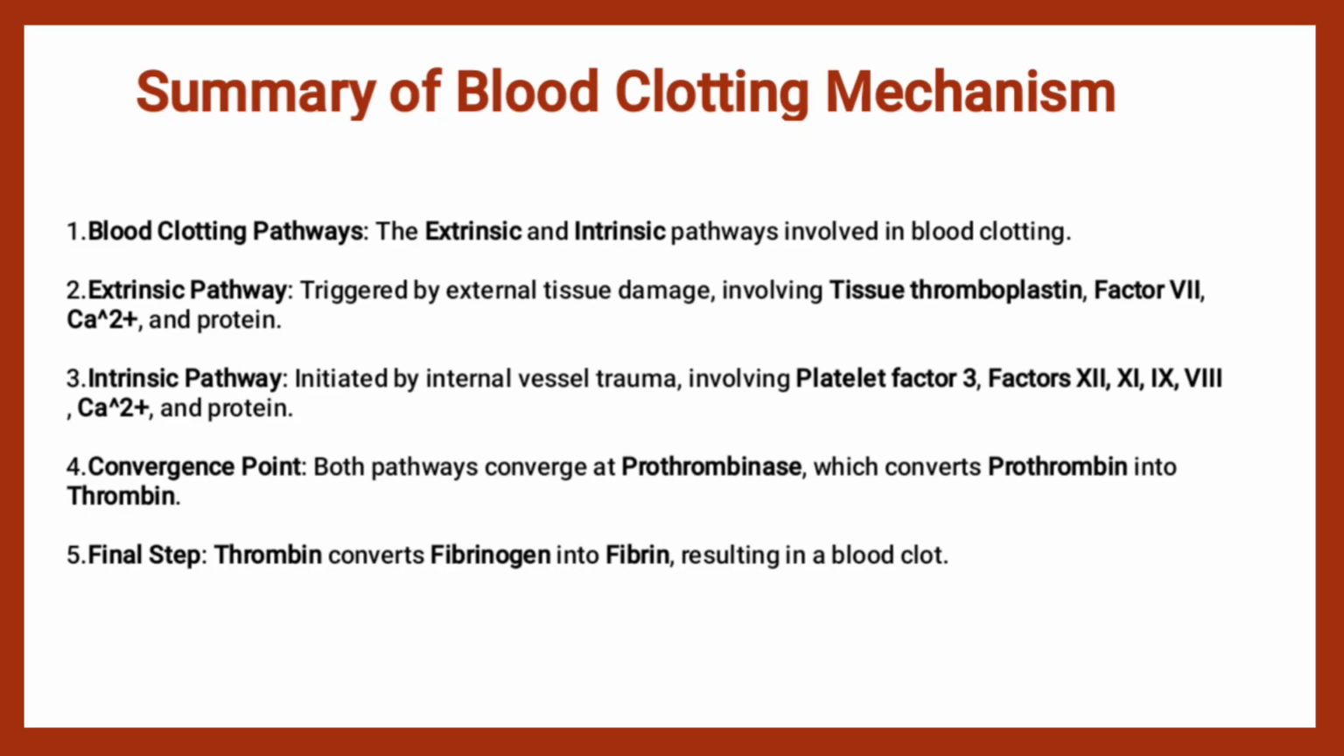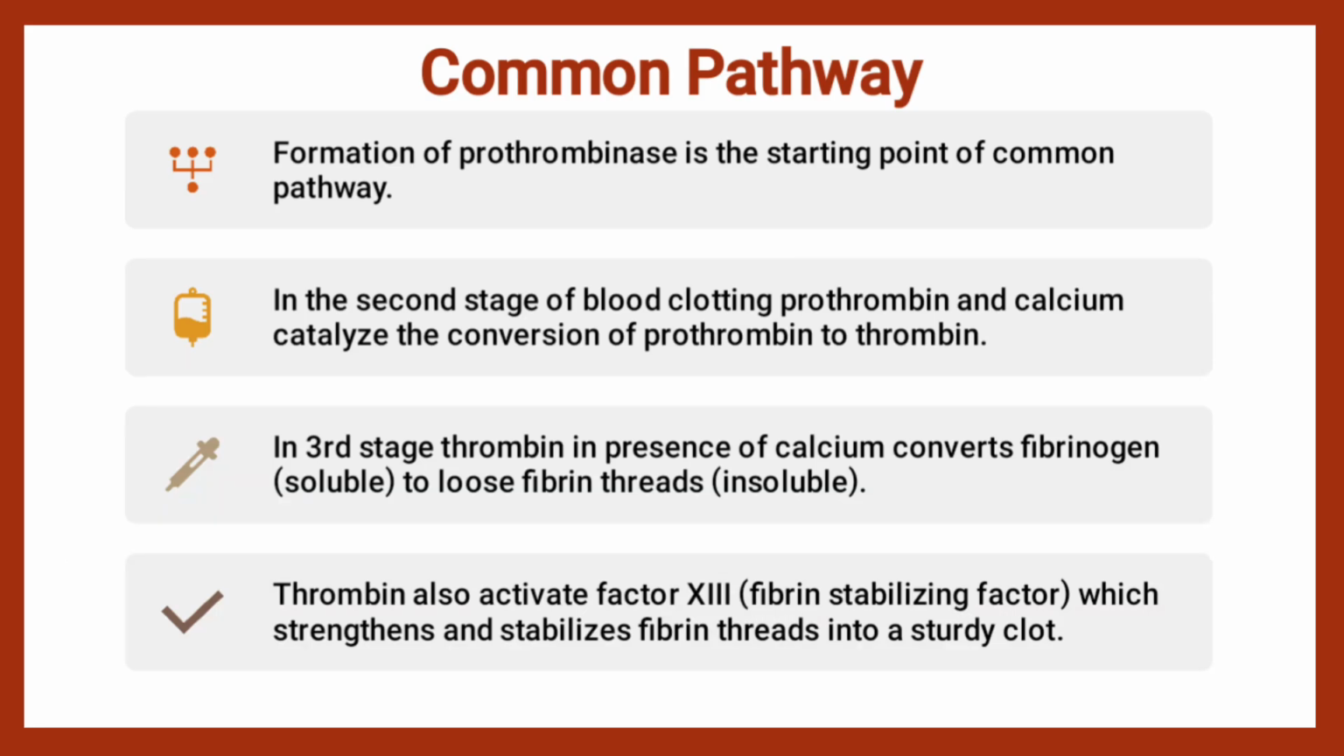Summary of blood clotting. Blood clotting involves the extrinsic, intrinsic as well as the common pathway. So finally we can conclude that the convergence point for both pathways is the formation of prothrombinase, which converts prothrombin to thrombin, and finally thrombin converts fibrinogen into fibrin, resulting in a blood clot.